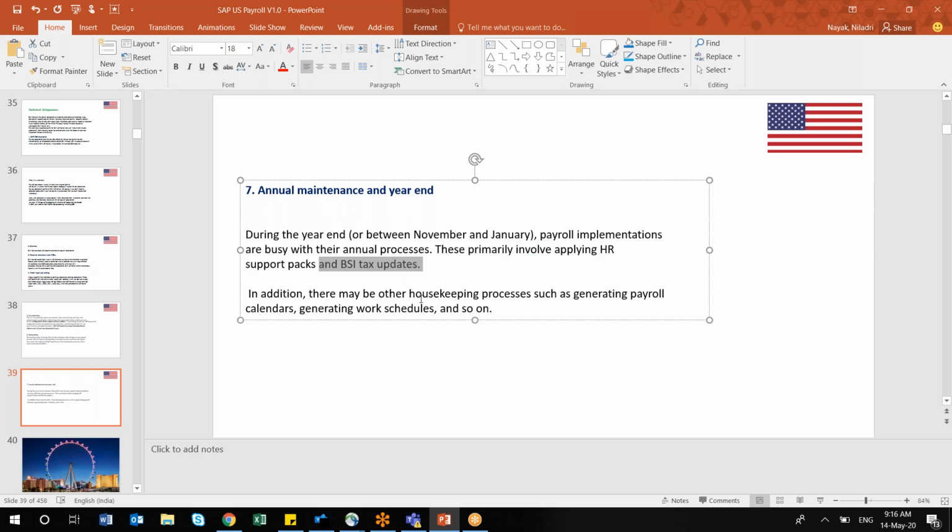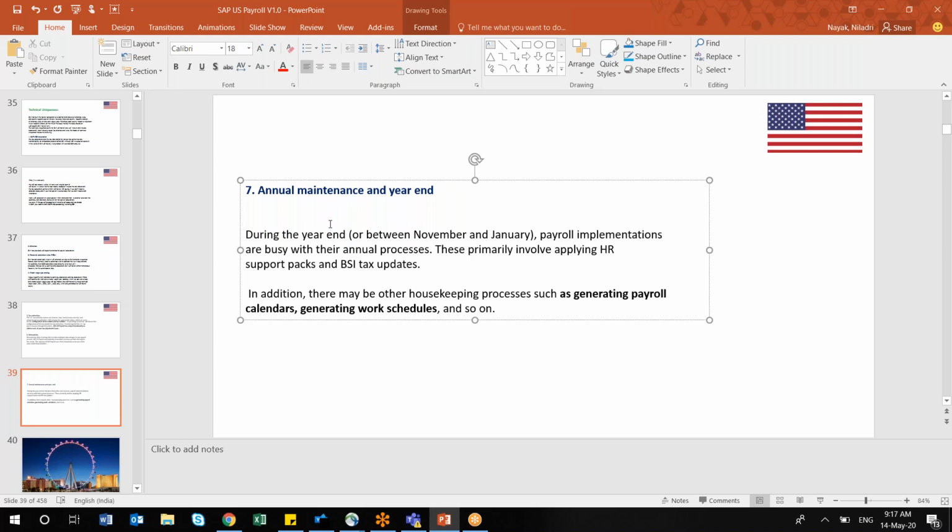And there are certain housekeeping process activities also. Suppose you have not generated a work schedule or payroll calendar for the next year. I will not call this a technical activity, rather housekeeping process activities inside your on-premise or backend payroll, and EC payroll also. You have to see whether the calendar has been updated, your holiday calendar, your work schedule, whether all these things are in place or not. From an annual maintenance or year-end point of view, these are some key activities.